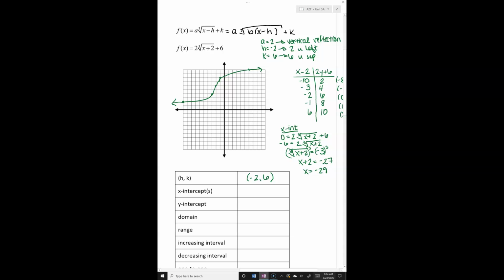Yeah, we're not graphing that. That sounds awful. It's really far away. Okay, so we'll write it as a coordinate negative 29 comma 0.